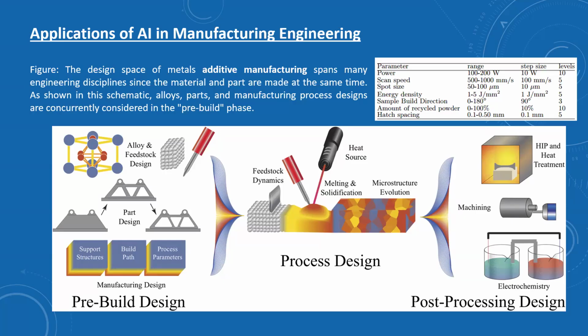Obviously, a few parameters will affect the quality of the product positively. A few parameters will affect it negatively. So you have to find out the ranking of the parameters, meaning which parameters are going to affect positively. For example, here one example is given: power, scanning speed, spot size, energy density, hatch spacing, and recycled power. These are some parameters on which the output, or you can say the quality of the product, is dependent. So how are you going to control that? You can control that by using the different AI algorithms available. You can do the ranking.